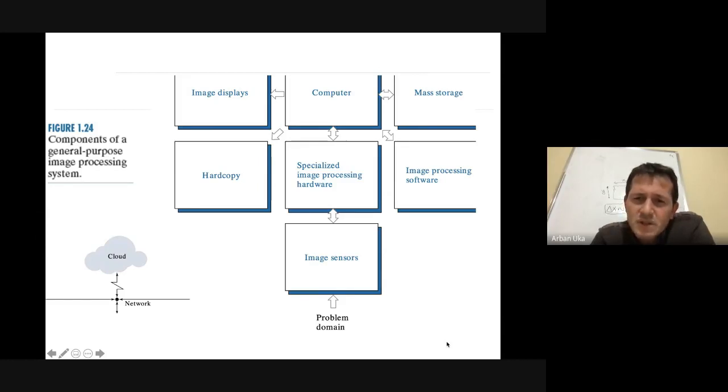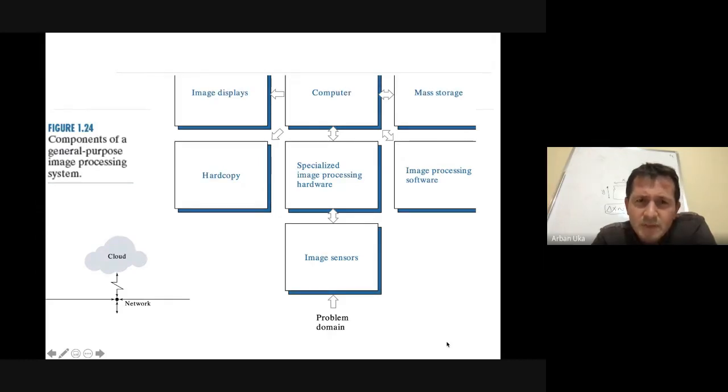Image processing software, I think we commonly know what it is. Specialized image processing hardware: I believe that GPUs could be a good example. FPGAs are also very nicely built hardware components, which are specially made and need to be specifically programmed in a way to run an algorithm on an FPGA.